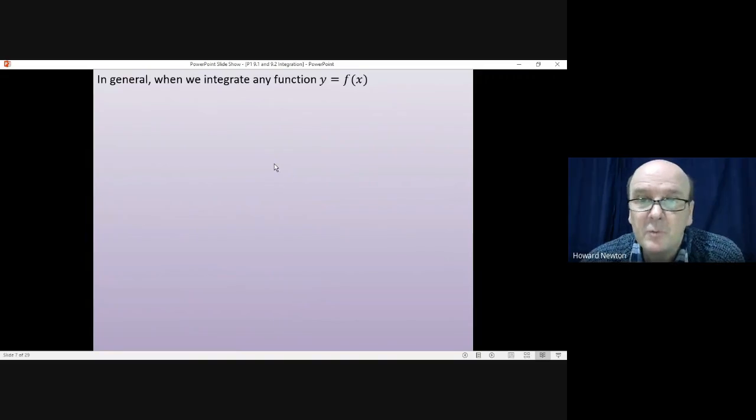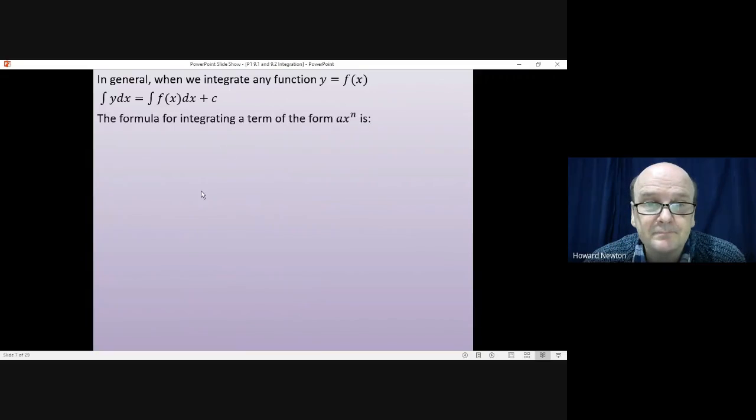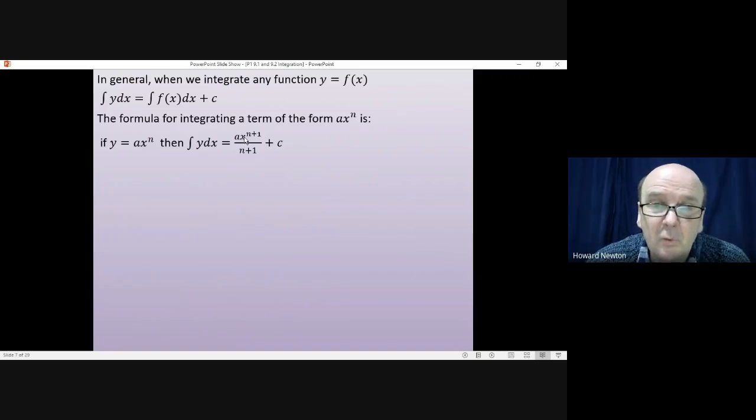So in general, when we integrate a function, any function at all, you'll get the integral of whatever that function is, plus some constant. And if the function is ax to the n, then when I integrate ax to the n, I'll get ax to the n plus 1 divided by n plus 1 plus a constant. And that's just the formal way of writing down the rule we were using just now. The power has gone up by 1 and we've divided by the new power.